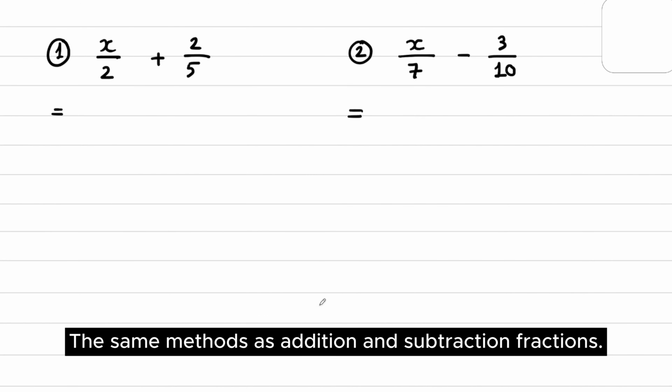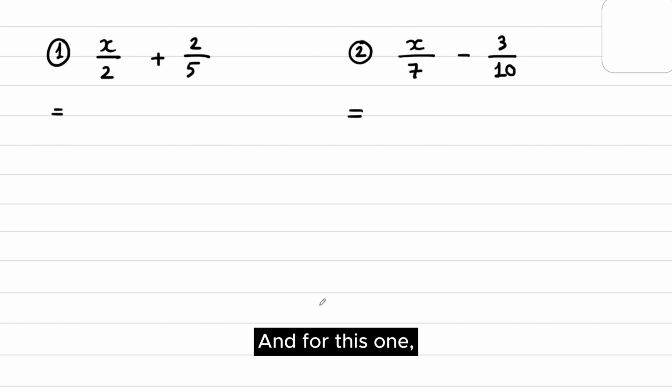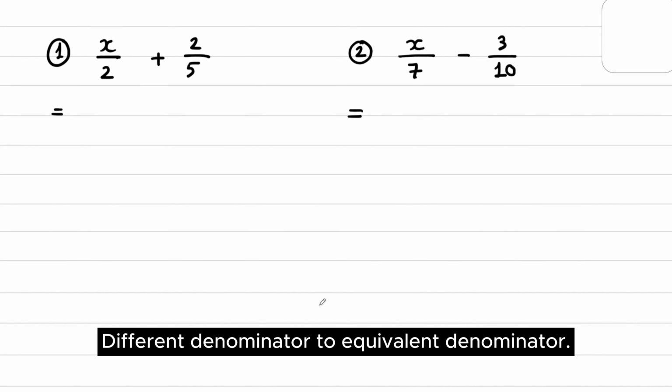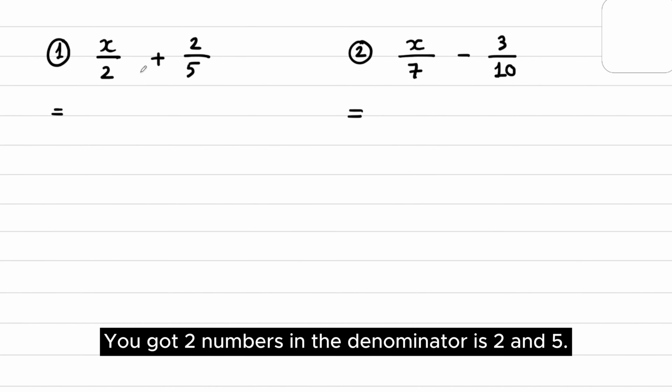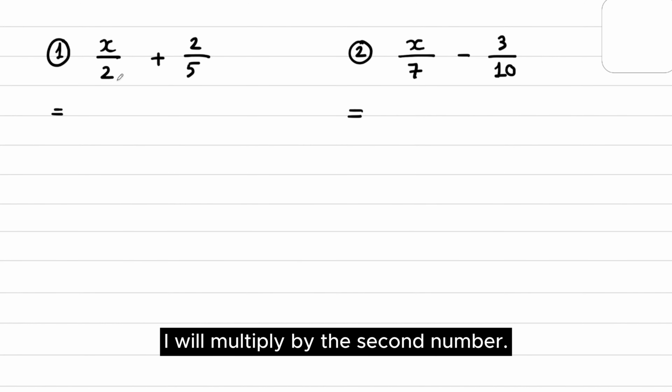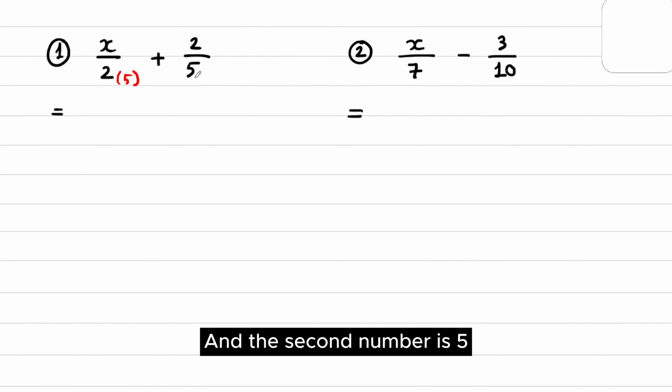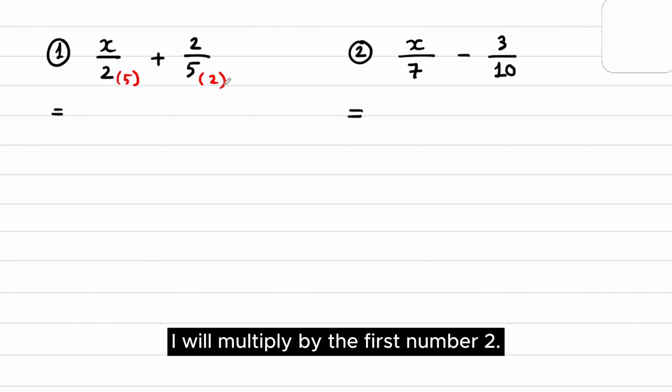The same method as addition and subtraction of fractions. For this one, you have to change from different denominators to equivalent denominators. Here, you have two numbers in the denominator, 2 and 5. The first number, 2, I will multiply by the second number. And the second number, 5, I will multiply by the first number, 2.